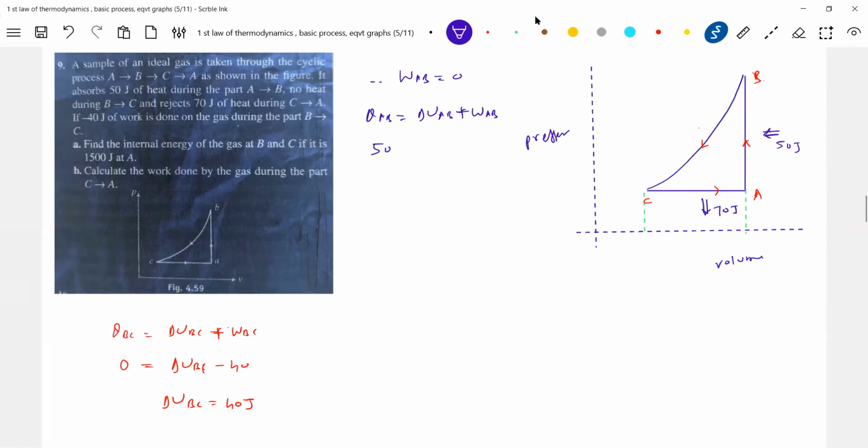What is QAB? 50 joules. Delta UAB. Work done AB is zero. Any reason for that? Because volume is constant. So how do you say? You can see from path AB, V is constant. So therefore, what is delta UAB? I got 50 joules.